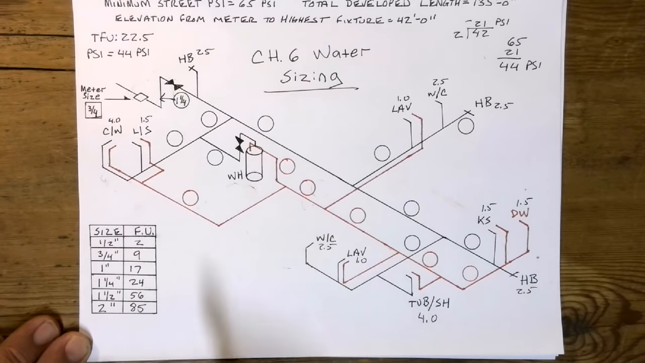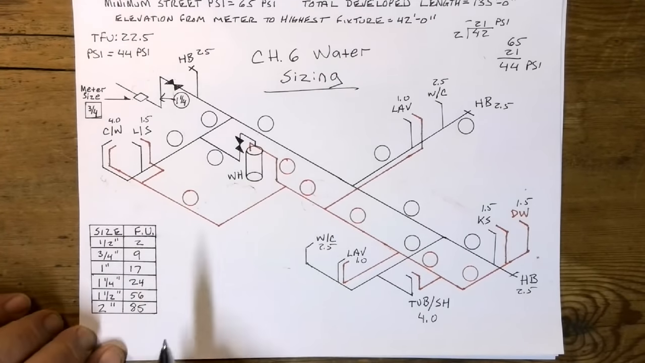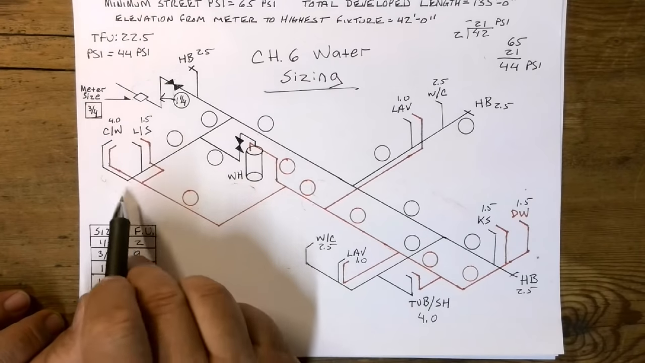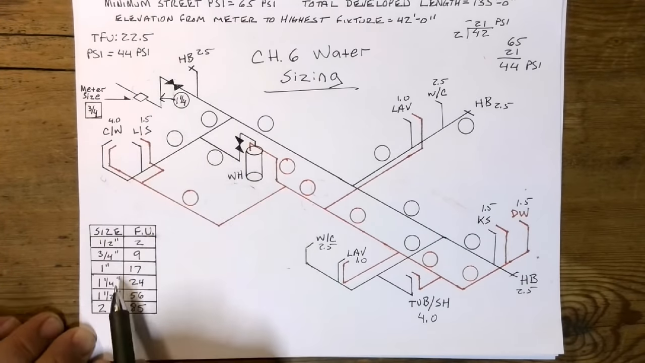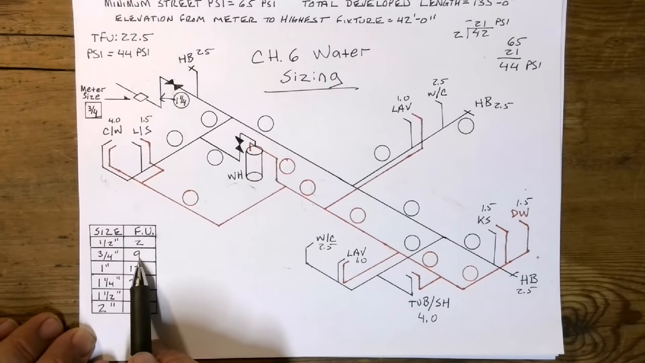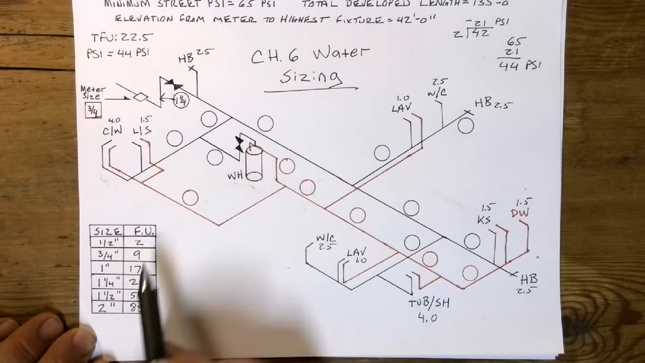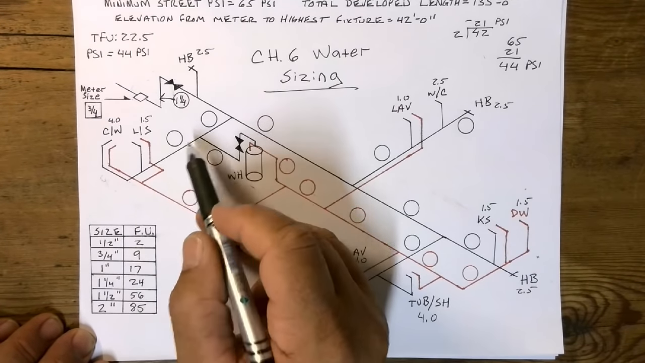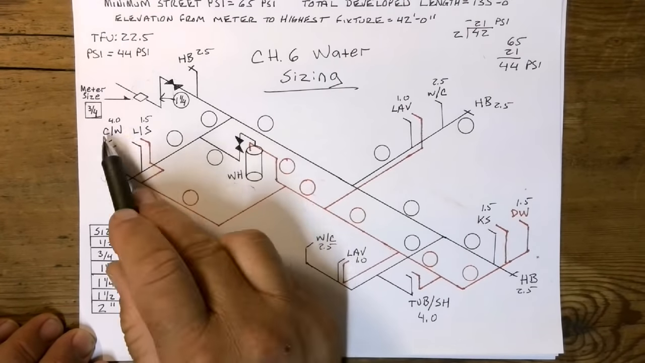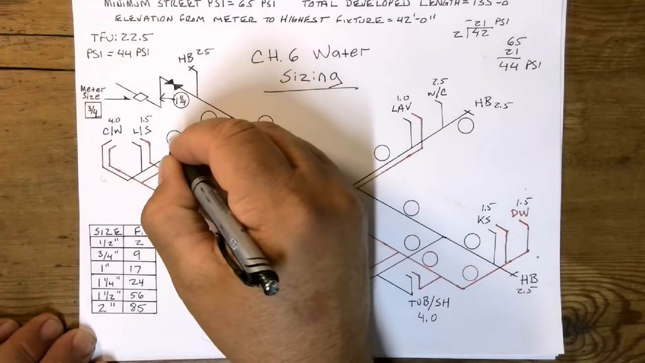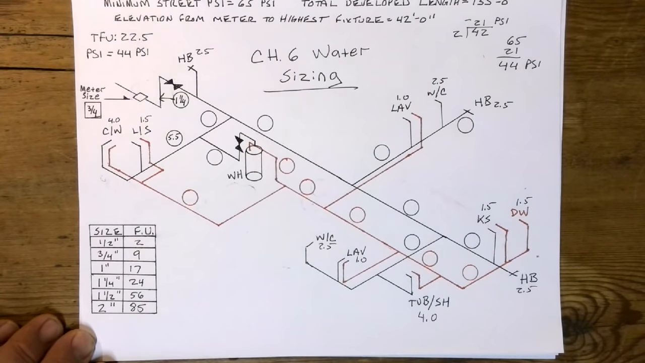Okay. So let's just say for the sake of argument, we decide to start here. Let's see how far we can get. Clothes washer is 4. So this piece of pipe right here has 4 fixture units. Means it's a 3/4 inch pipe. This laundry sink serving in here is 1.5. That's a 1/2 inch pipe. This piece of pipe between this T and that T feeds the laundry sink and the clothes washer. So I have a total value of 5.5.